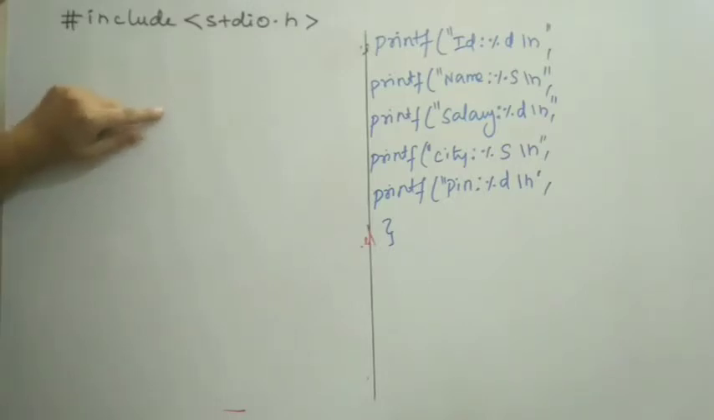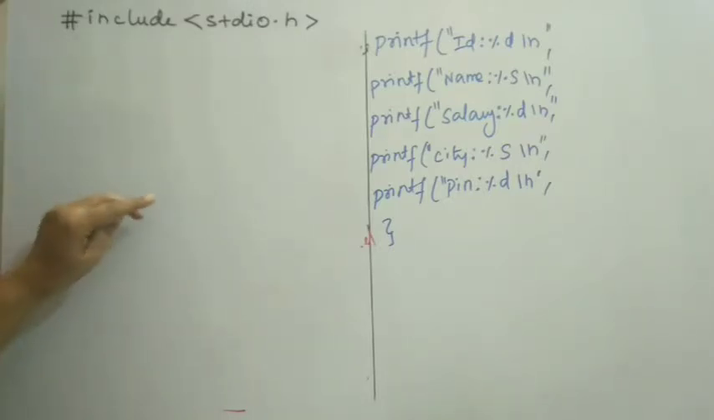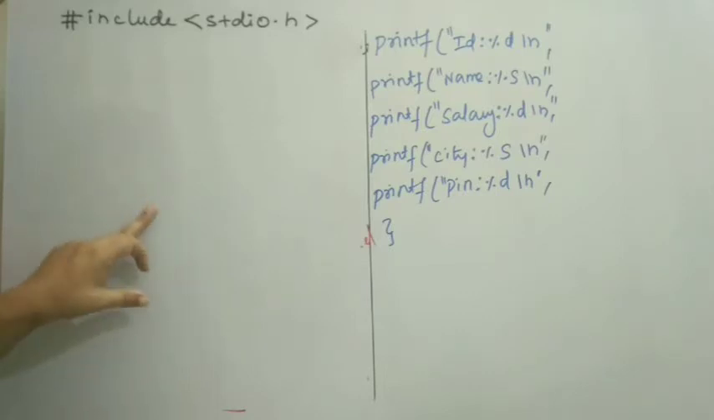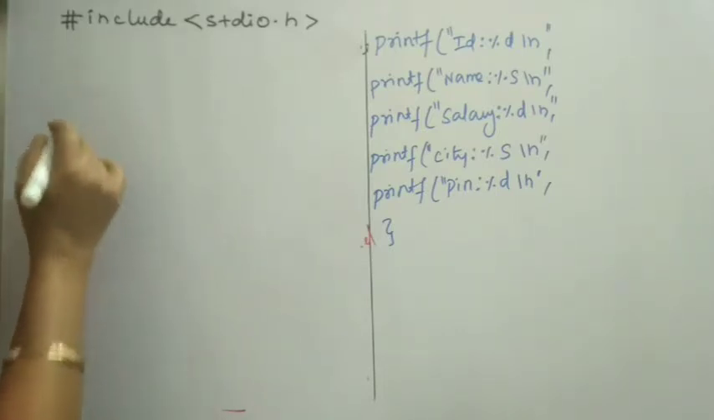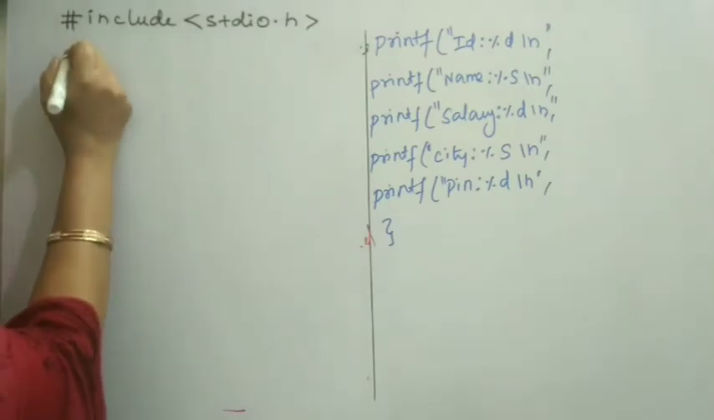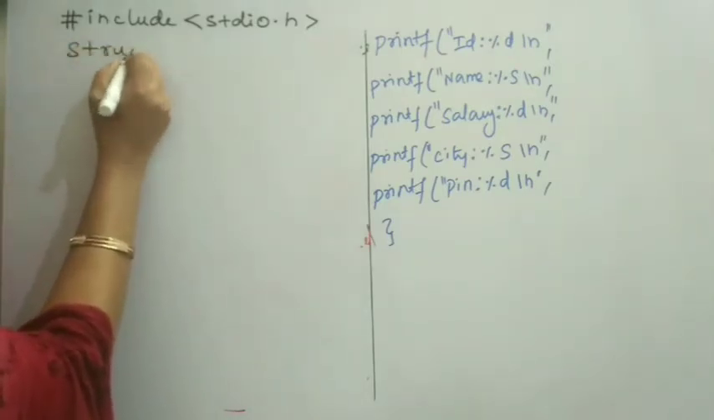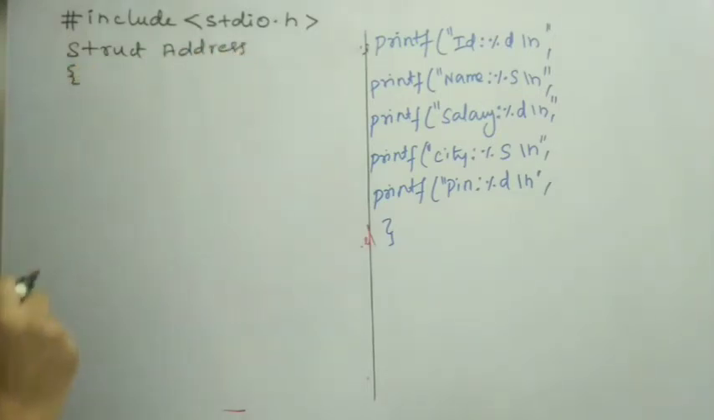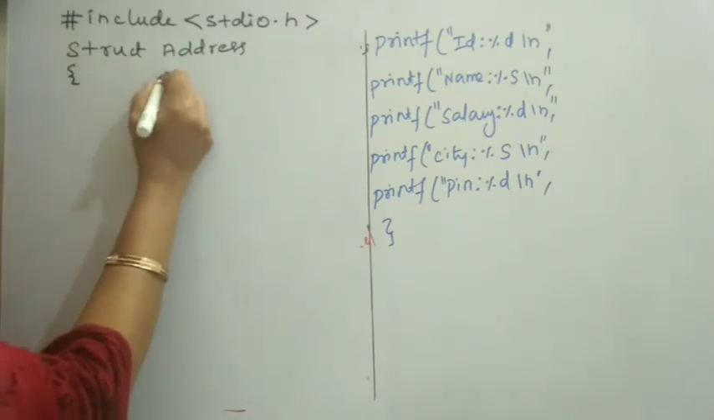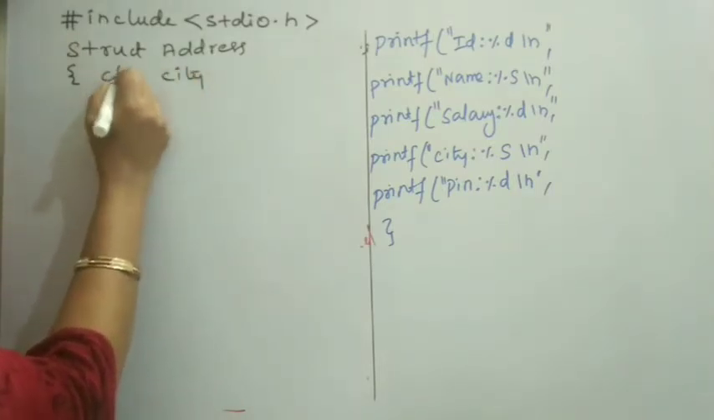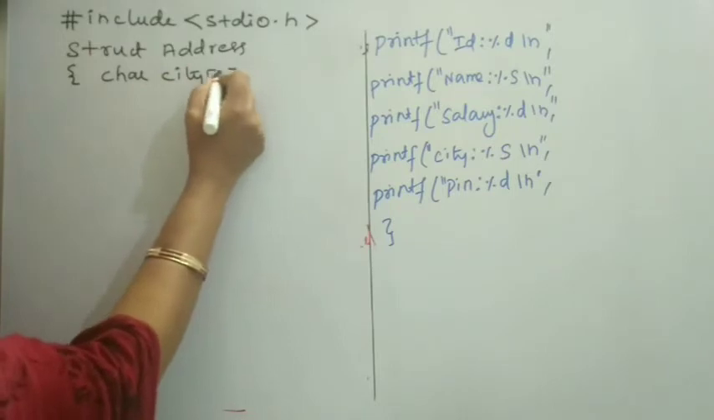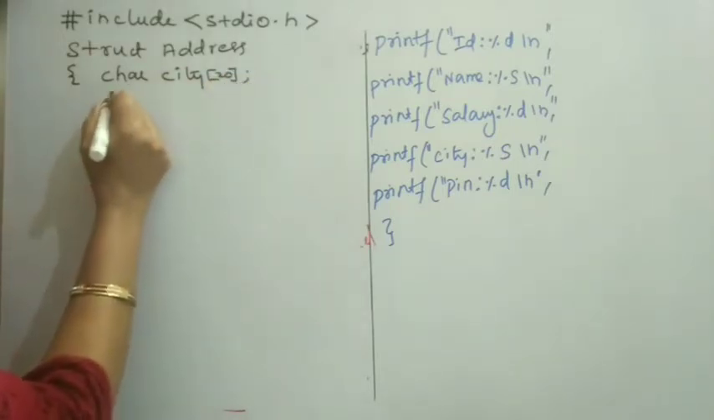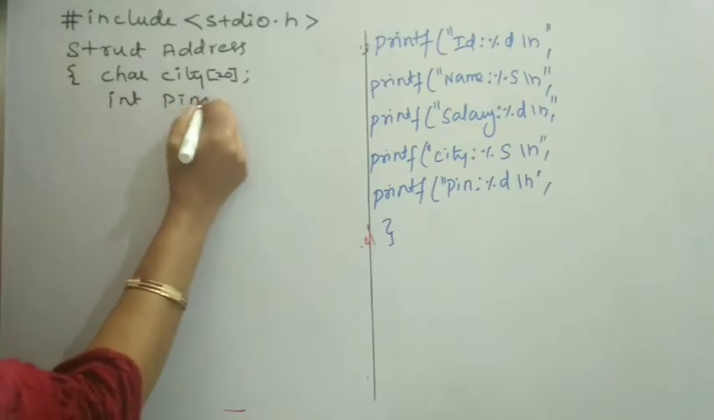Okay, in the separate structure method, the definition of the structure is not going to be included as a data member, as in the case of an embedded structure, but the structure variables are included as a data member. First, define the inner structure. My inner structure is struct address. Address contains two data members. One is city. City is a character array. And the next one is pin code. Pin code is an integer value.